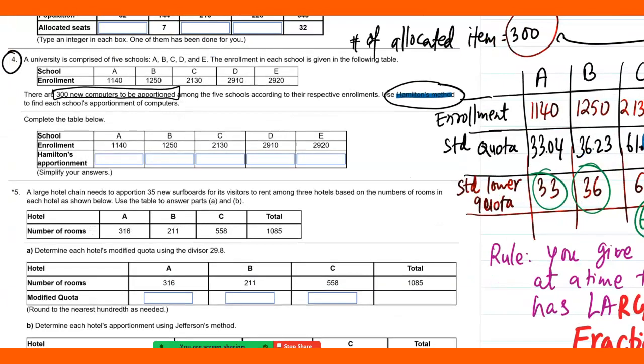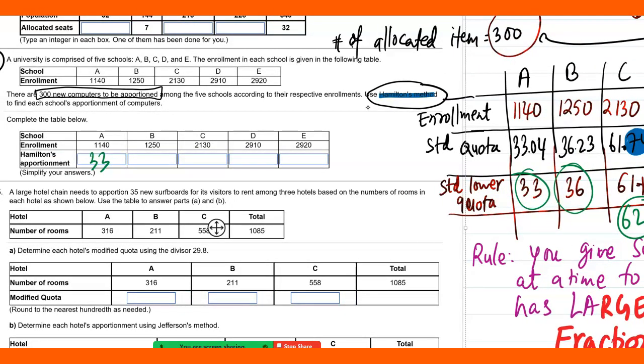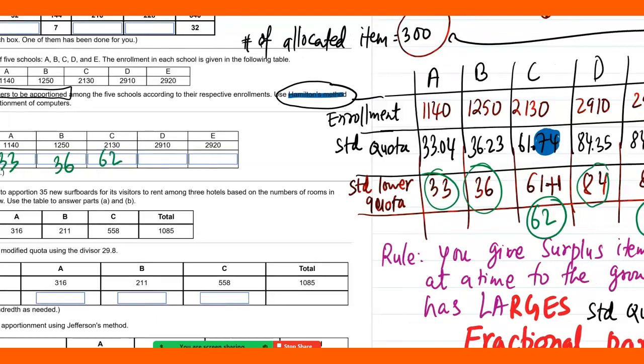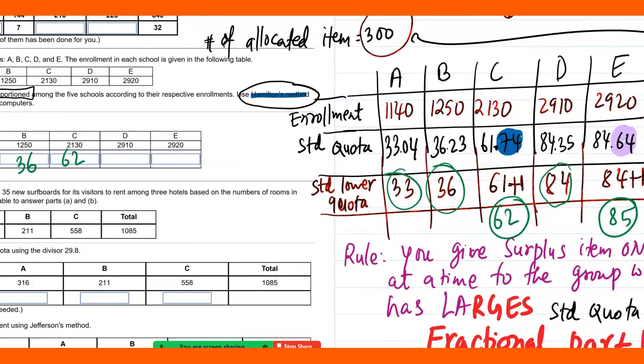And the answer, you go back here and put the final answer. A has how many computers you found? 33 computers. B got 36 computers. C got 62 computers. You see here. And D got 84.